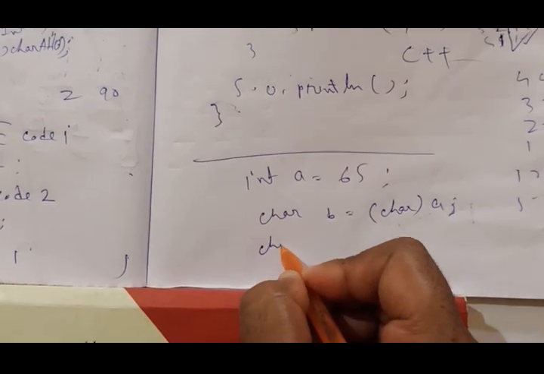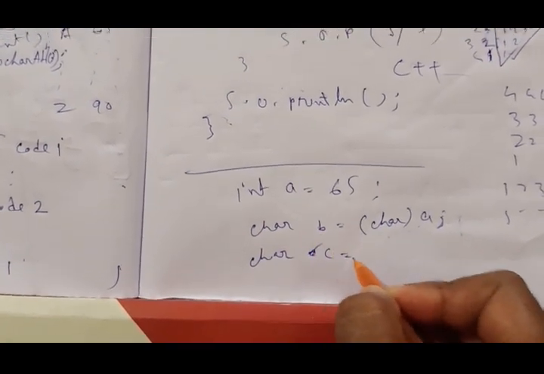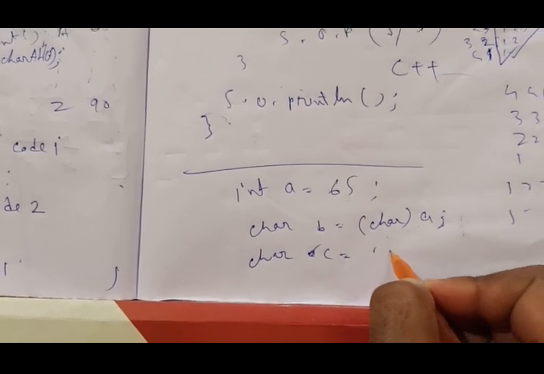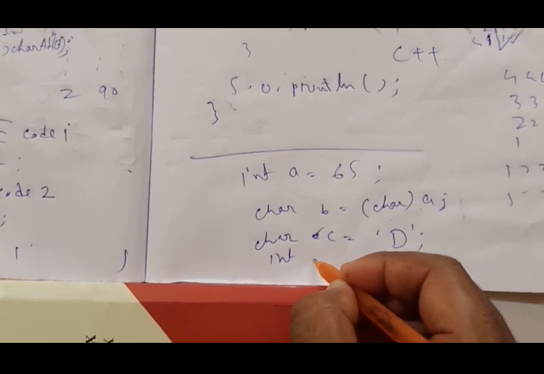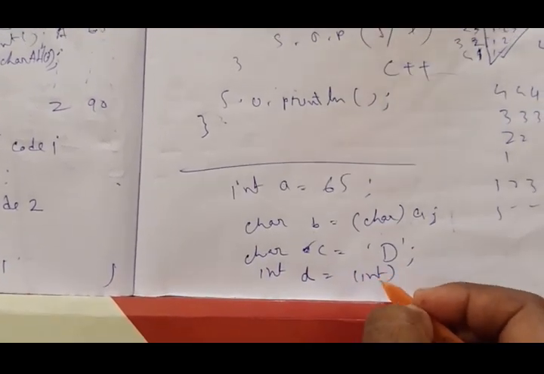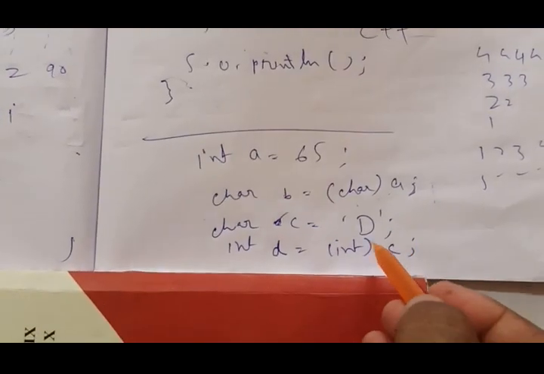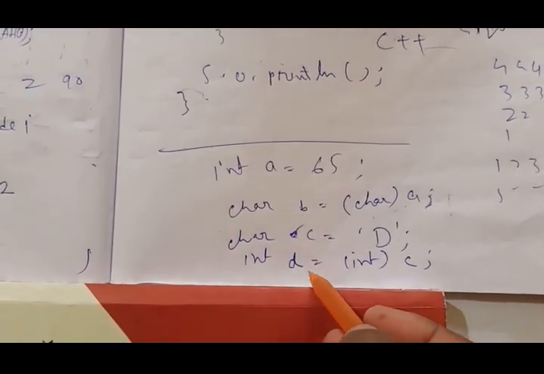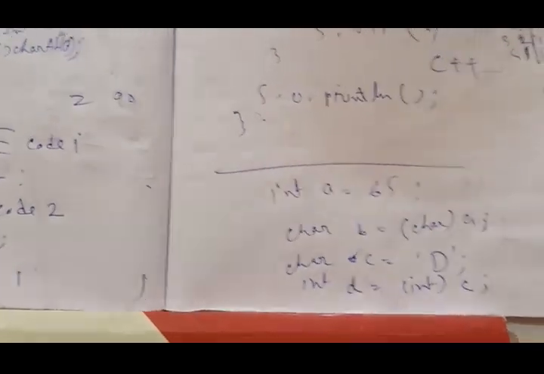Similarly, suppose char c is equal to some character, and int d is equal to int c. So what is the value of int c? It converts it into an integer and stores it inside the d variable. This is one way to convert.